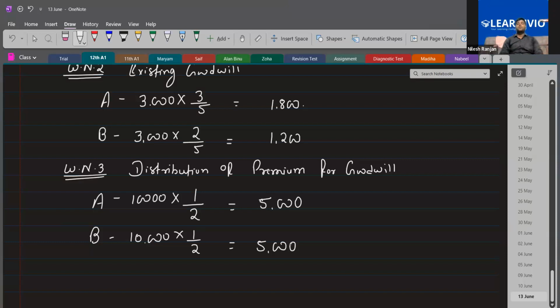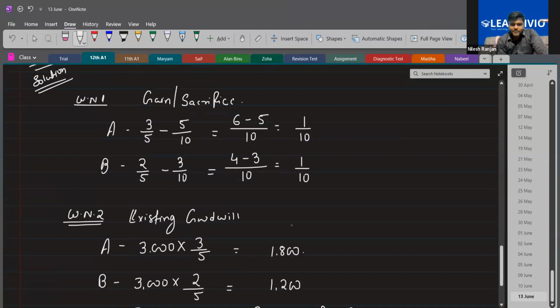Now the question is why we are not using this fraction 1/10, 1/10. Anyone have any idea? Maria, you have any idea about this? Maybe because both are sacrificing the same amount. That's why we're taking 1/2. Okay. So it can be shared between both.